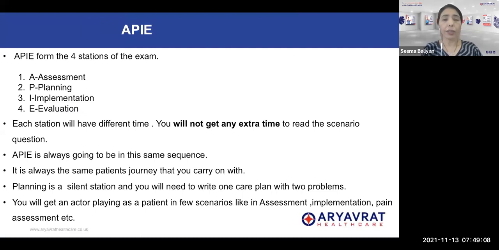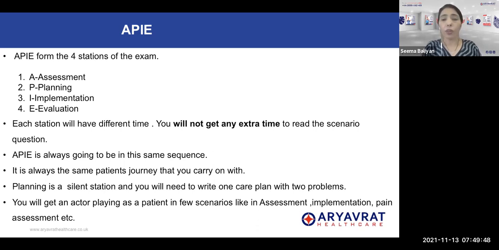Now going into a little bit more detail, if we look at the APIE station that I was talking about. APIE actually forms 4 stations. A is for assessment, P is for planning, I is for implementation, and E is for evaluation. These 4 stations are done for you to be checking a patient. It is the same patient's journey that you will be following through all these 4 stations. There are different times for all of the stations, but we will go through the times as well.